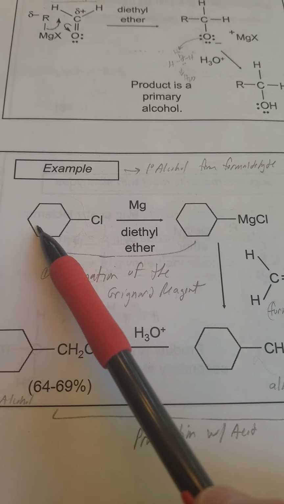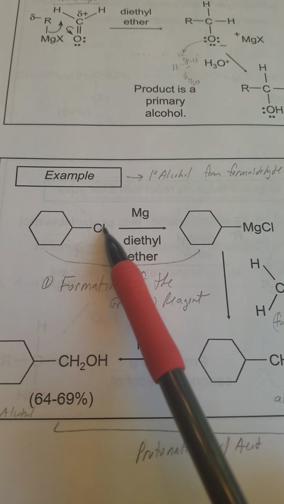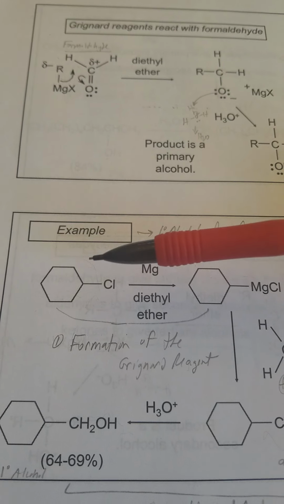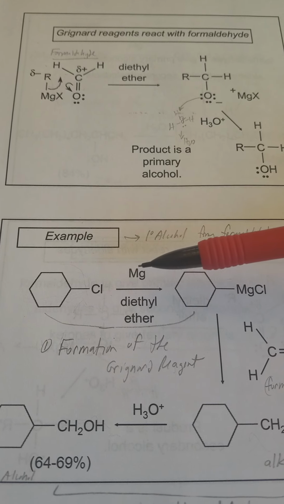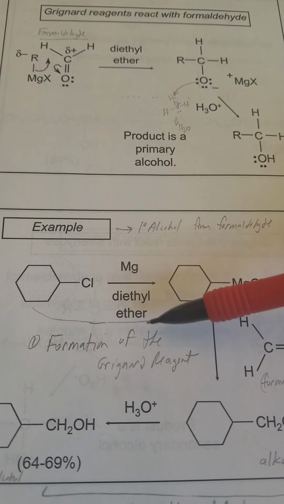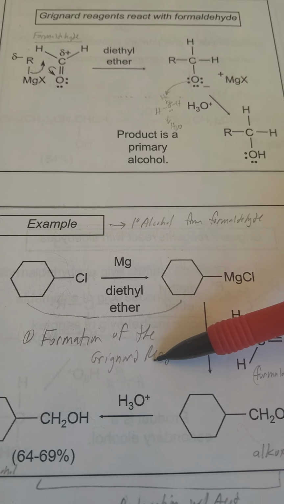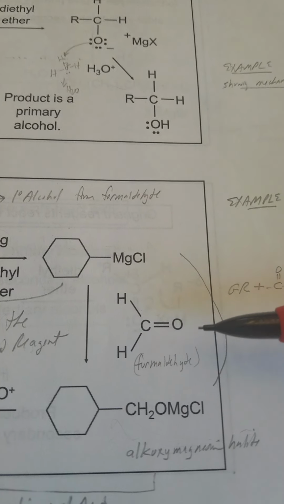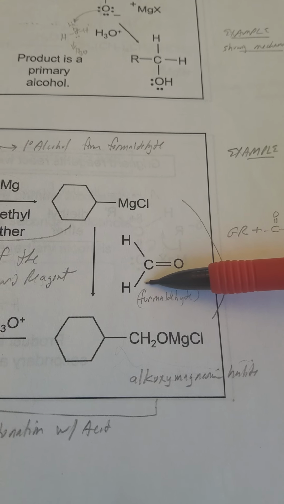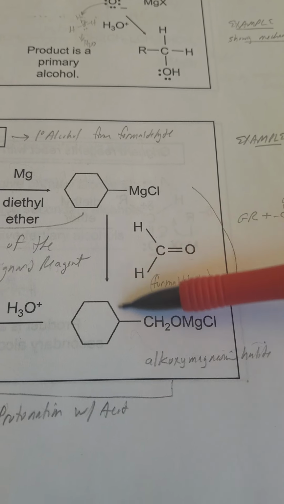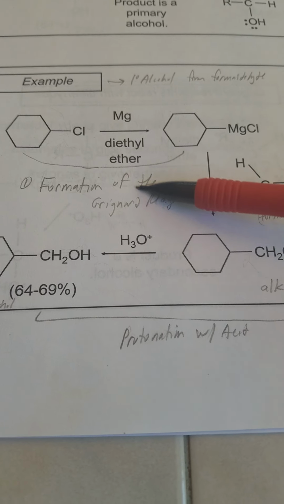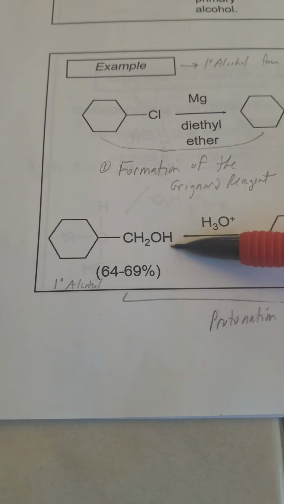Here's just a more specific example. We have our cyclohexyl chloride here, or chlorocyclohexane, whichever you want to call it. That is going to react with this, and all this is doing is making your Grignard reagent. So here's our Grignard reagent. And then we're going to react this with formaldehyde. When this reacts, you're going to form an intermediate, your alkyloxonium magnesium halide, and then when you use your hydronium ion, you'll get your alcohol.